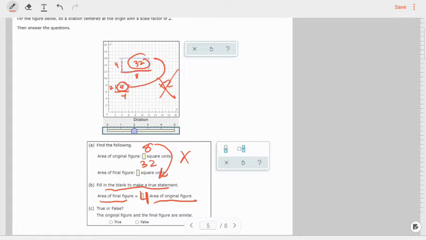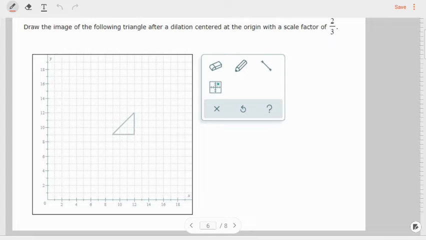The true or false: the original figure and the final figure are similar. True. Dilations are always similar. The next question says to draw the new image from this triangle. So here's my shape, and it is important when we do dilations not just to shrink the shape and say, oh, that looks like it's 2/3 the size, but to always write down the ordered pairs and then dilate them with a scale factor of 2/3.